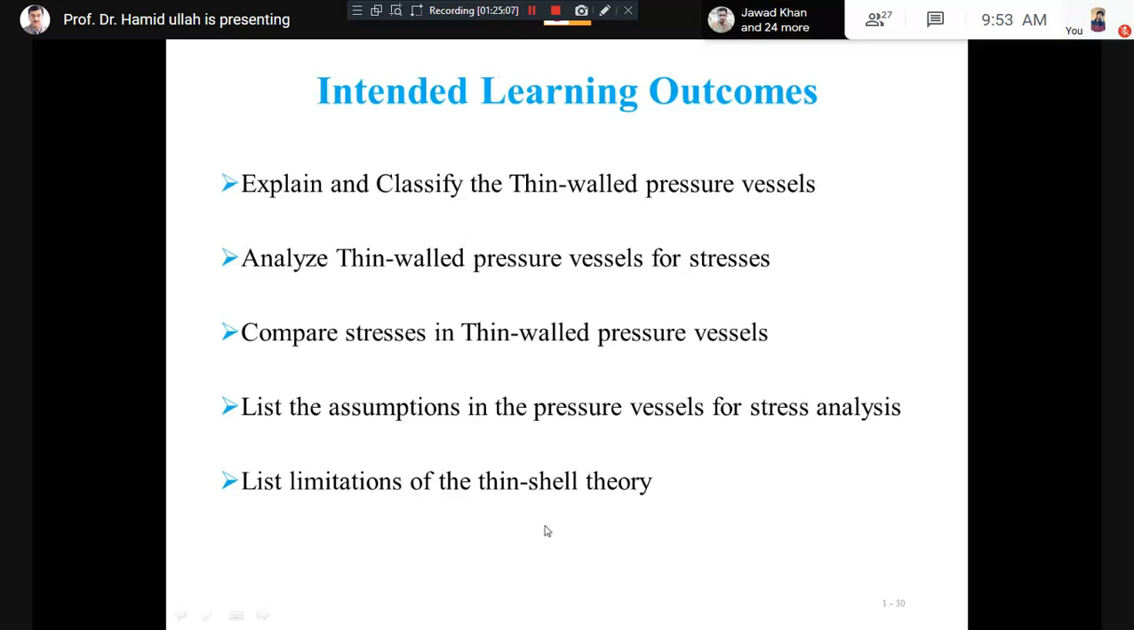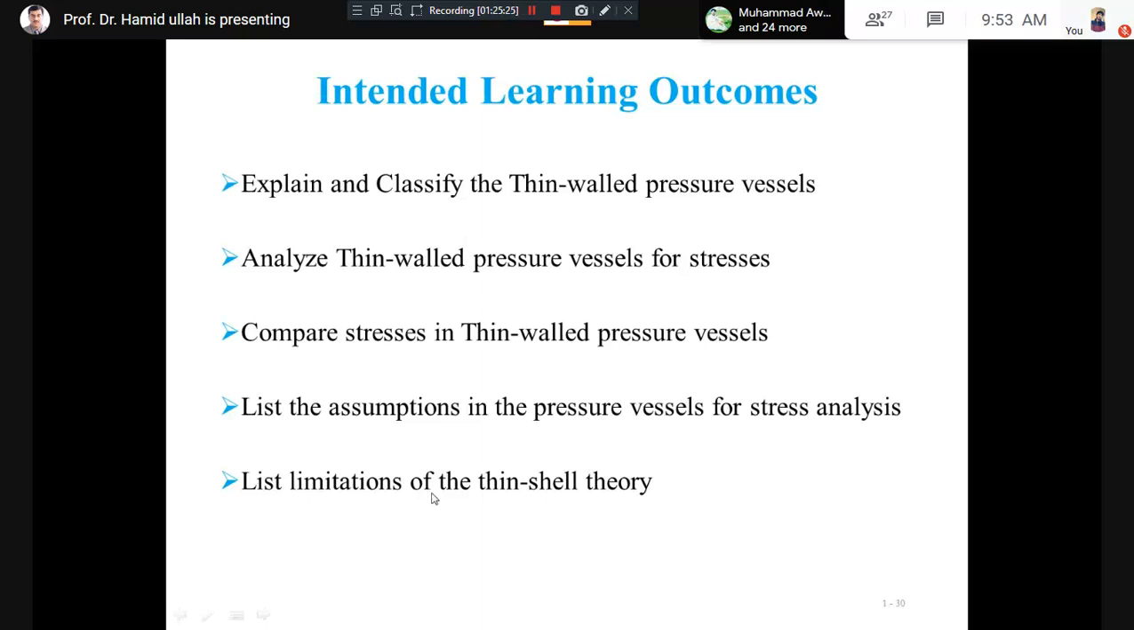Since we are talking about formulas, what are the limitations? What are the drawbacks which the formula has, which we want to derive for this case of the thin wall pressure vessel?